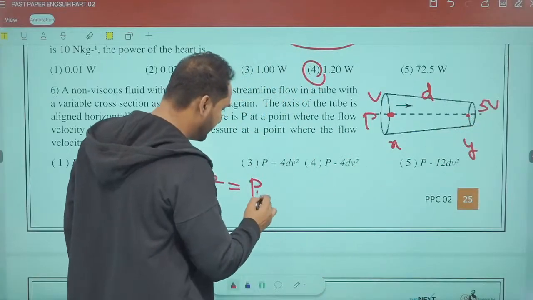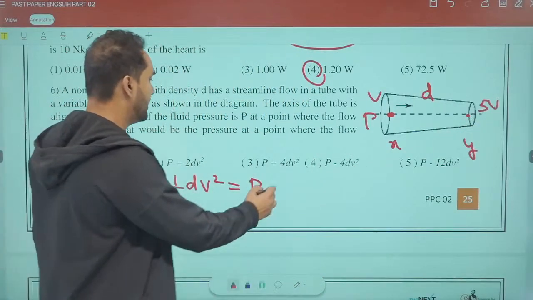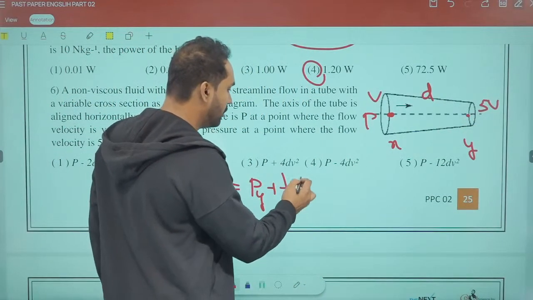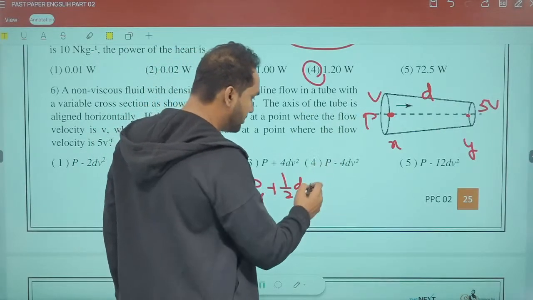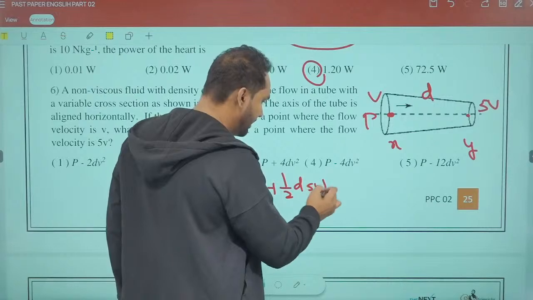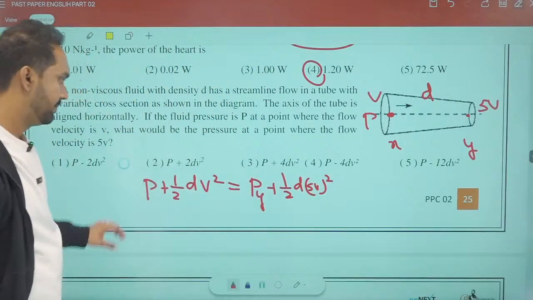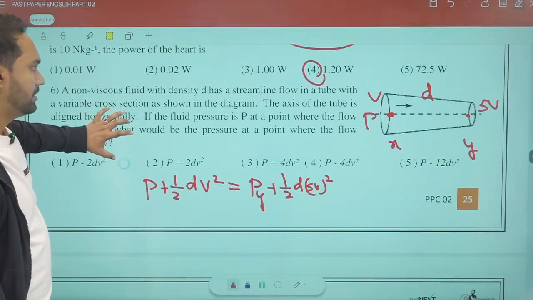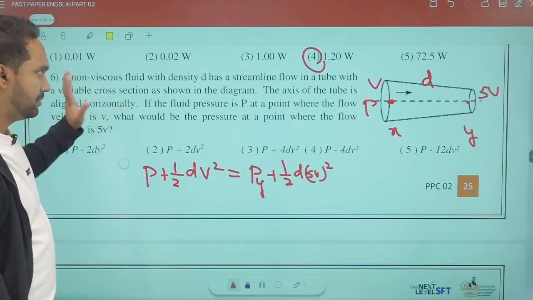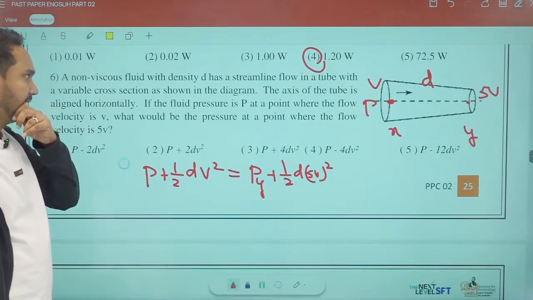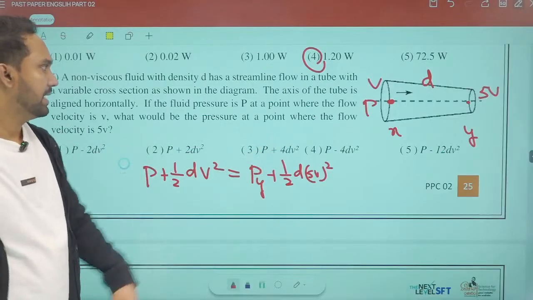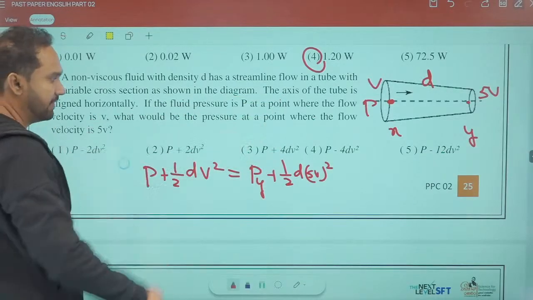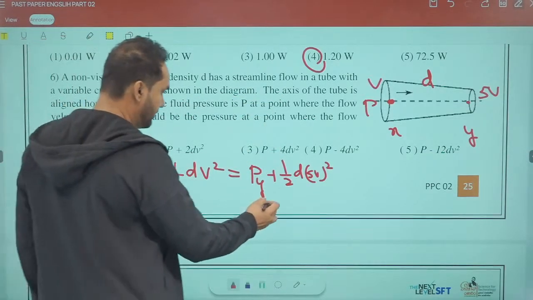Now this should equal the pressure at this point. I'll take it as Py plus half rho v square. In this case, the density is d, so d v square, and the v square is 5v, squared, right? Now these two should be equal as per Bernoulli's, right? And they're asking for the pressure at 5V. So that is Py.